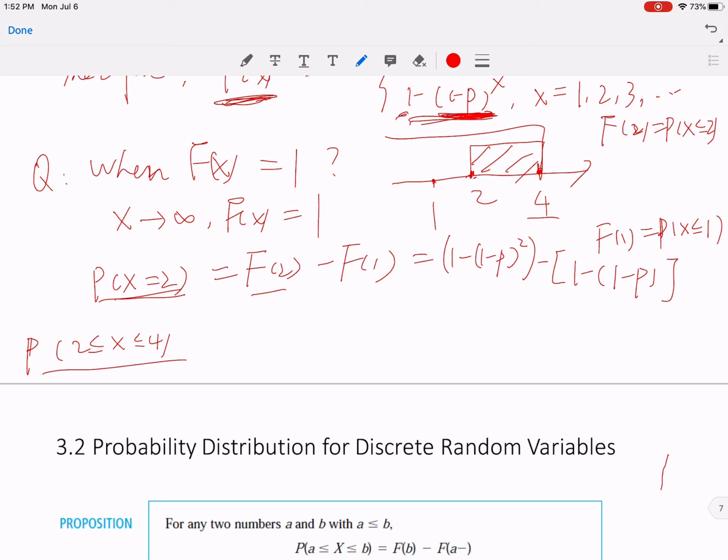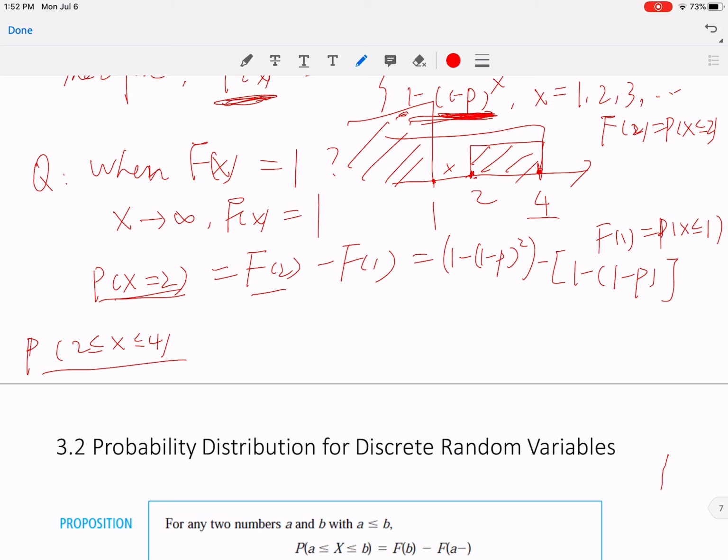And we want 2 in the interval here. What we need is we need to subtract all the way to the left of 1 from all the way to the left of 4. We don't have to worry about the gap between 1 and 2 because it's discrete. There's no way we can have a number x.